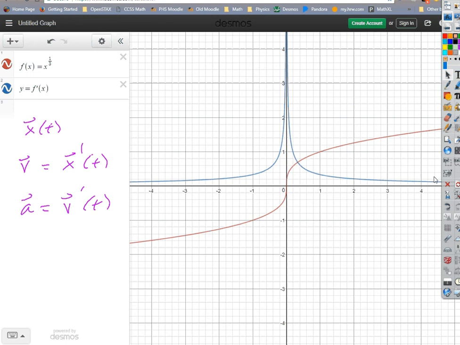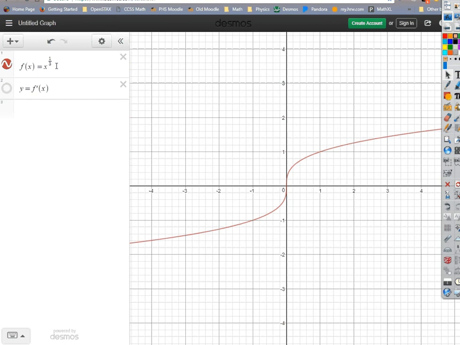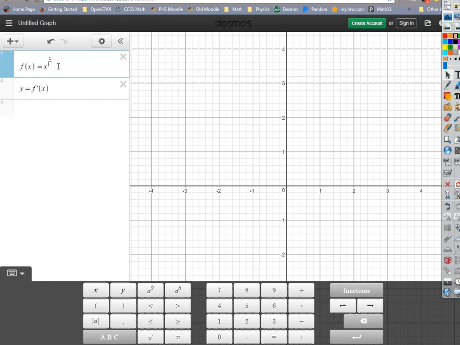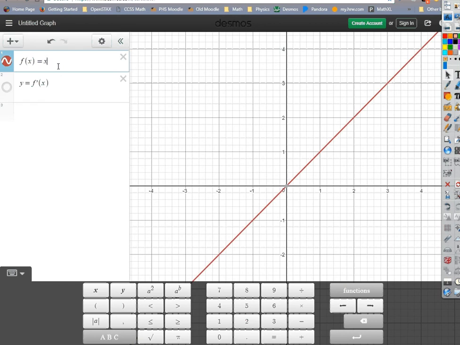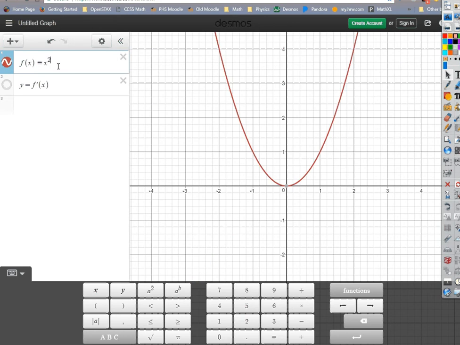Let's try, while we're at it, let's do this. I'm going to turn this one off. Just do a little sketch here. I want to know what you think the derivative function is going to look like for x squared. Okay, bust that out. Try that. Sketch what you think the derivative function is going to look like. Remember, the value of the derivative function is the slope of the function.